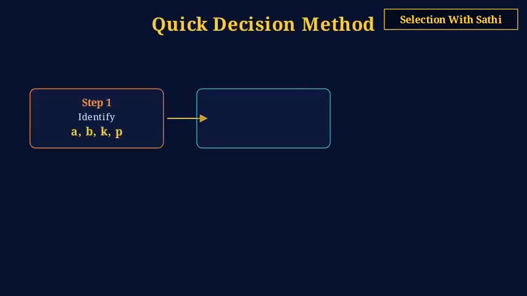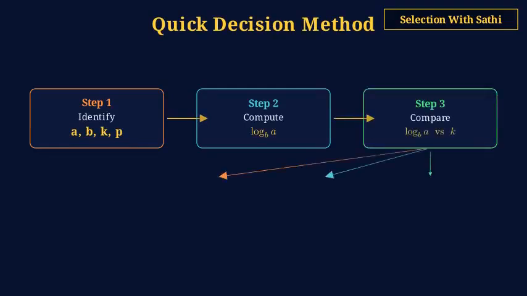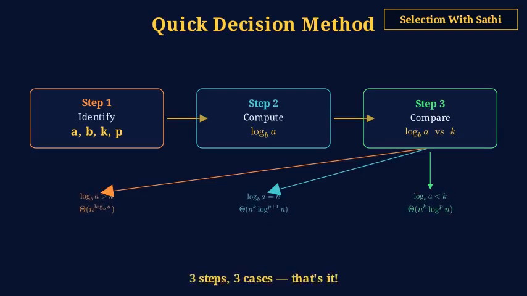Here is the quick decision method that you should memorize for exams. Given any recurrence T(n) = a T(n/b) + Θ(n^k). Step 1. Identify a, b, and k. If there is a log factor, note p. Usually p is 0. Step 2. Compute log base b of a. Step 3. Compare log base b of a with k.